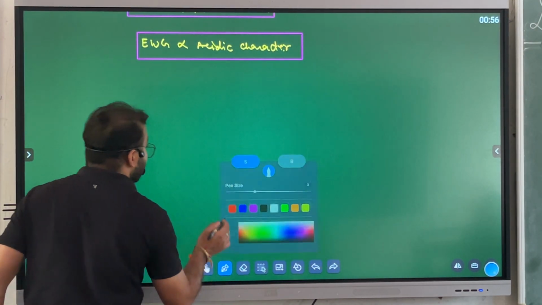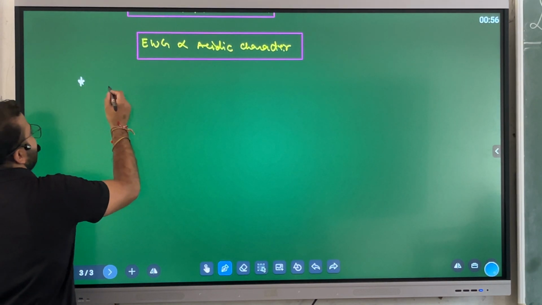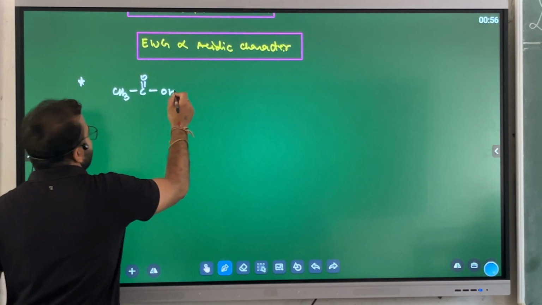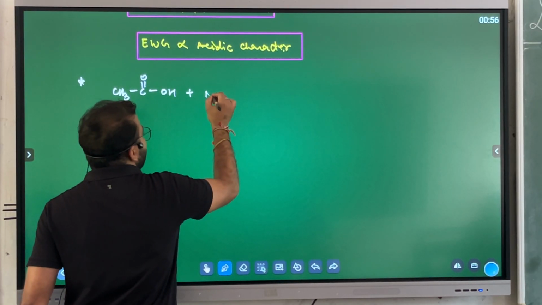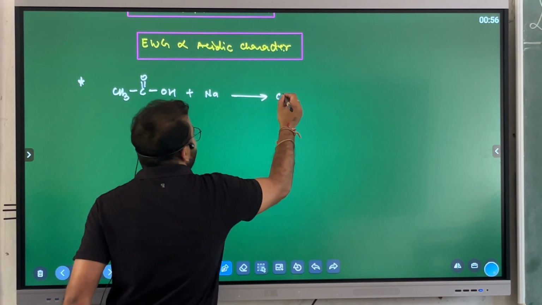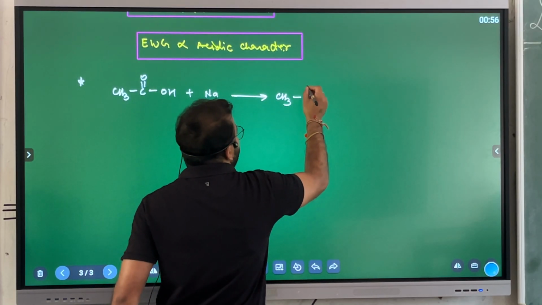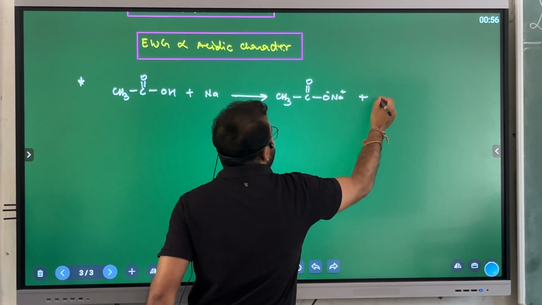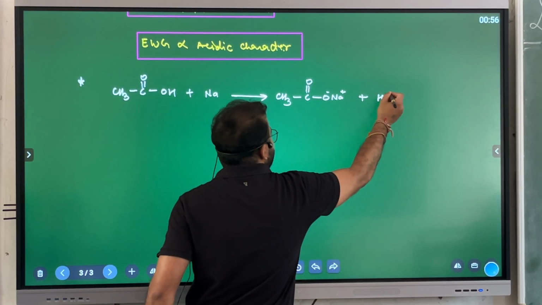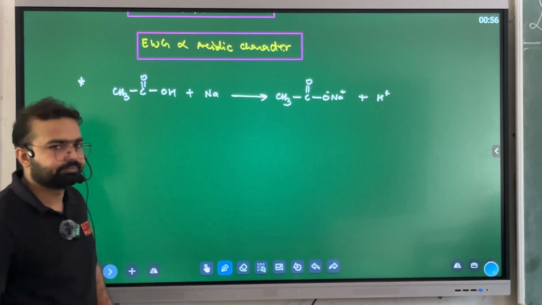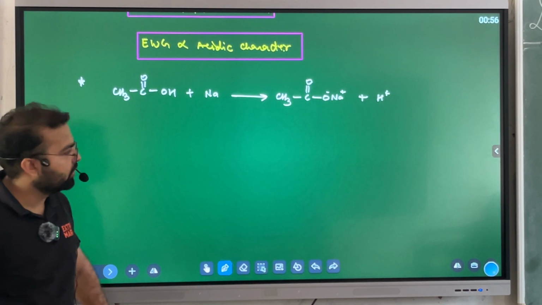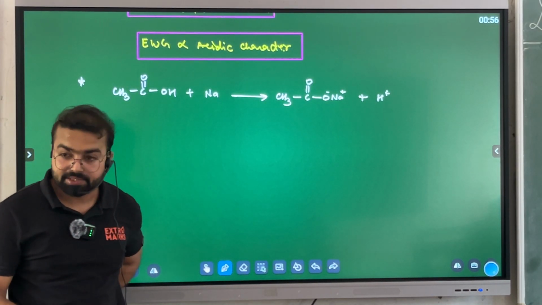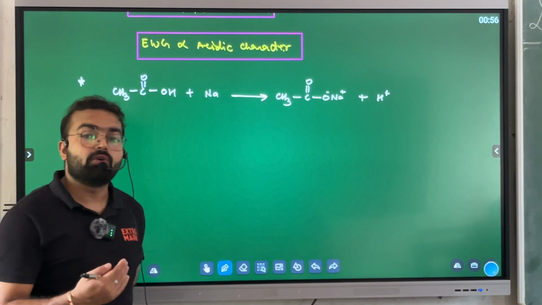So here, let me take an example. If I have a simple carboxylic acid CH3-COOH, and we react it with sodium, we have directly seen a reaction that it will be represented in this pattern like this, with release of H plus, or you can say hydrogen gas also. Clear? Okay.